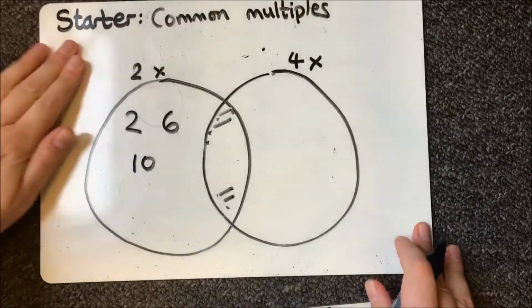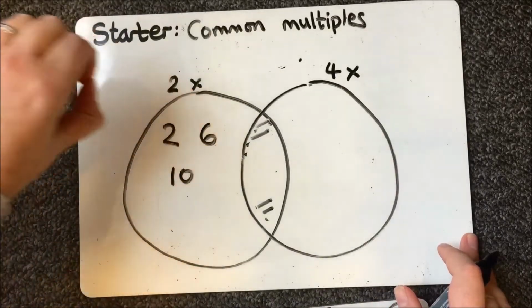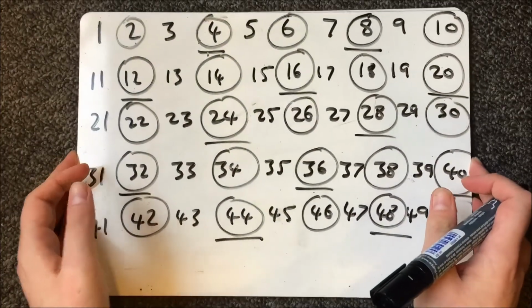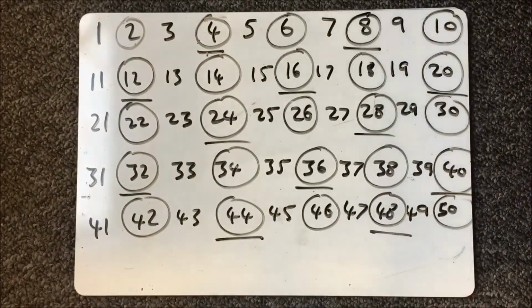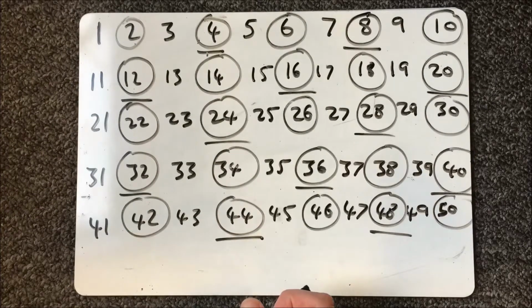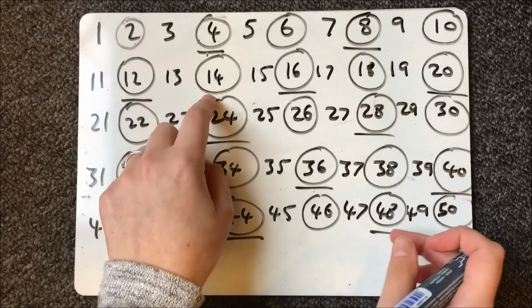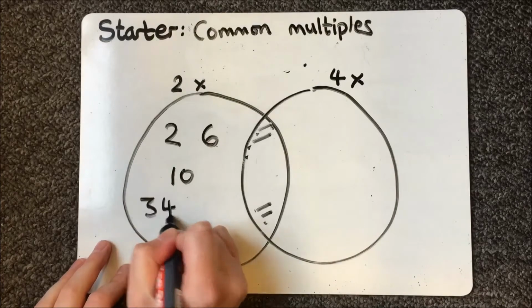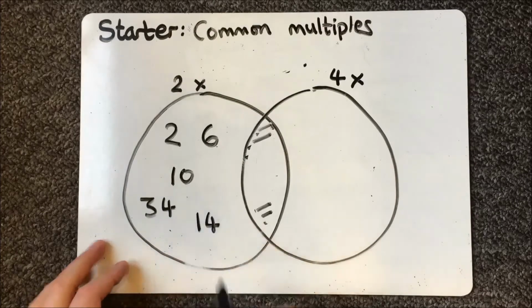Can you choose another one that could go in there? What other ones could I put just in 2s? You're looking for the ones with the rings. Yep, I could put 34. I could put 14, couldn't I? There are lots you could put in there.